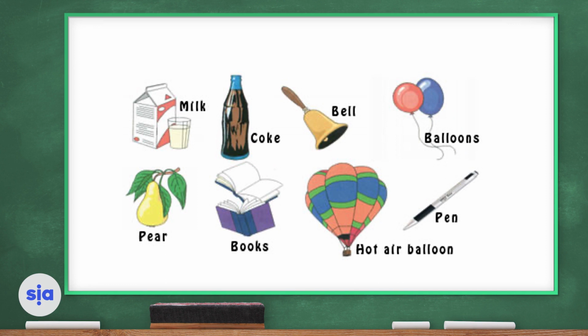What is matter? Did you ask yourself before, what is matter? What about this picture? Milk, Coke, a bell, balloons, pen, books, pear. What do you think? Which is matter and which is not? All of them are matter. Matter is surrounding us everywhere.